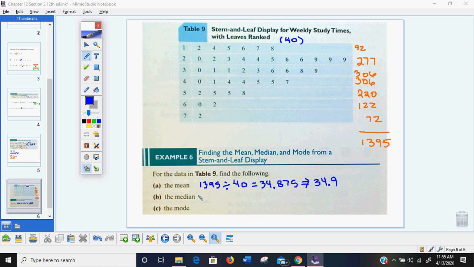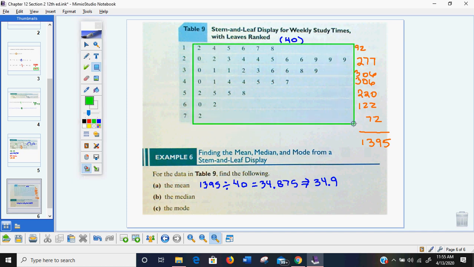Now, to get the mean, you have to be careful because you want to do this total divided by how many there are. So then I had to go through. Don't count the stems. Remember, this stands for 12, 14, 15. If you count, and I'm going to put a box around it for you, just from here to here, because these are your stems, those are your leaves, there are 40 numbers. So that's what I was doing here. I had to divide by 40. Remember, it's the total divided by how many there are.